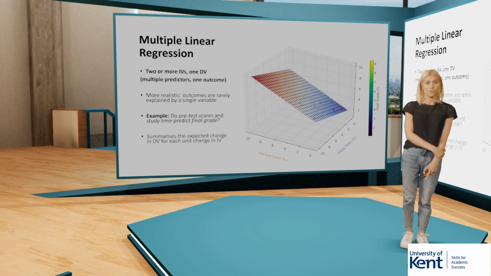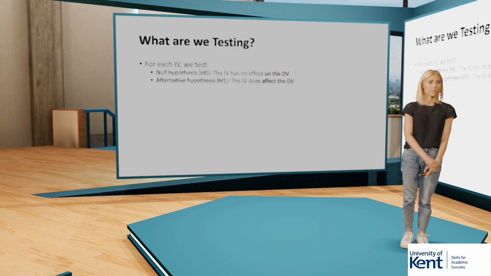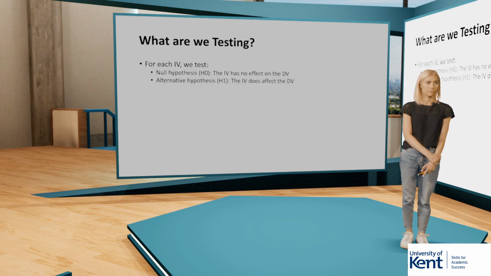The multiple linear regression summarizes the expected change in the dependent variable for each unit increase in the independent variables. We can estimate the effect of each independent variable while controlling for the influence of other predictors in the model. We test whether each independent variable contributes to predicting the dependent variable.